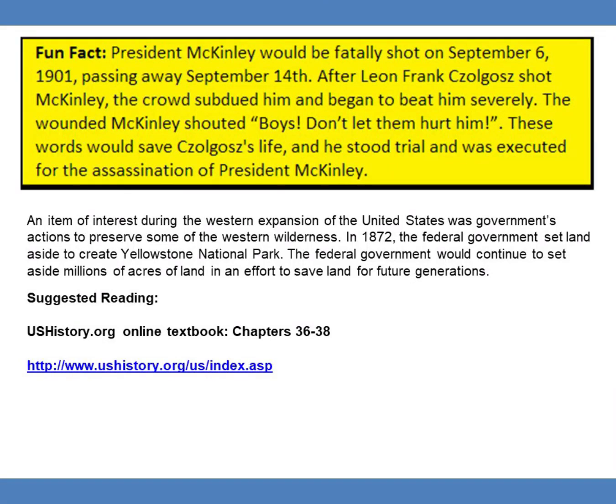An item of interest during the Western expansion of the United States was government's actions to preserve some of the western wilderness. In 1872, the federal government set land aside to create Yellowstone National Park. The federal government would continue to set aside millions of acres of land in an effort to save land for future generations.